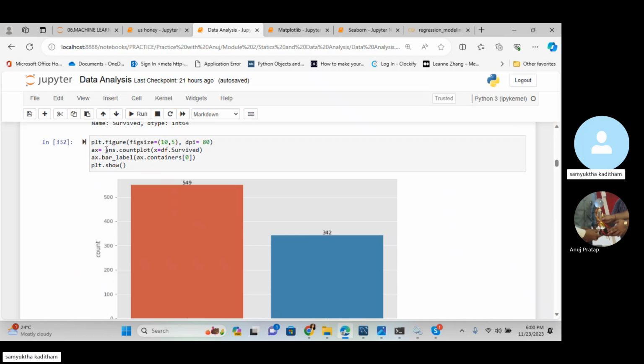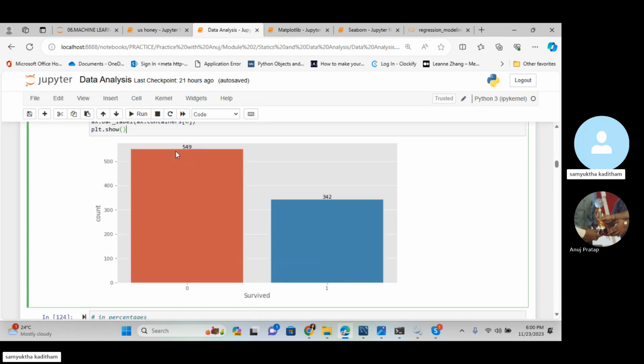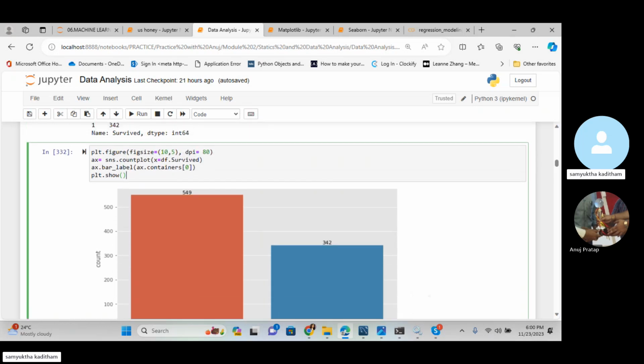Generally we did sns.countplot. Then what I did is save it in a variable, then give bar_label, with these two containers. With this single code, it will give the values of each bar. So this is the dead bar, which contains 549 people, not survived. That is more clear. So this is the count plot.